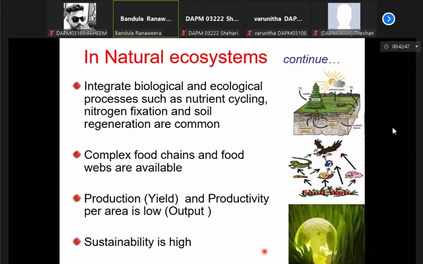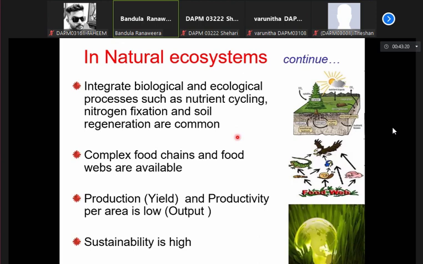In natural ecosystems, nutrient cyclic events such as the water cycle and other cyclic events are common. Nitrogen fixation and nitrogen cycling, all those cyclic operations are common as well as functioning well in natural ecosystems.